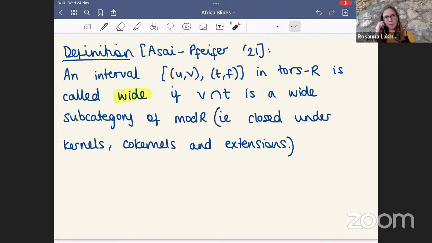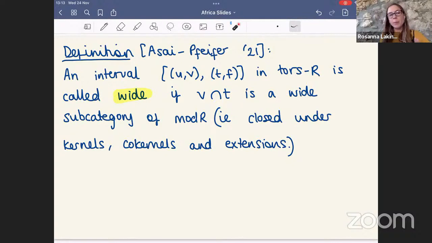These intervals were introduced by Asai and Pfeifer in the paper that was published this year. The reason they were considering them is that they arise in several areas that are kind of adjacent to the representation theory of finite dimensional algebras.